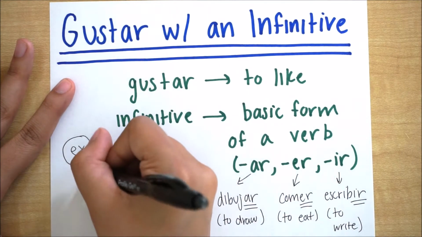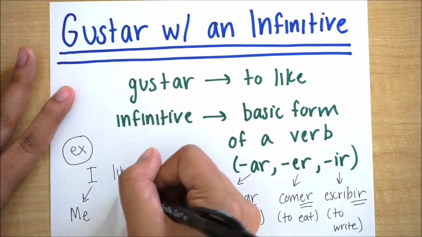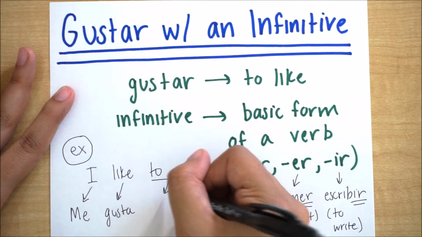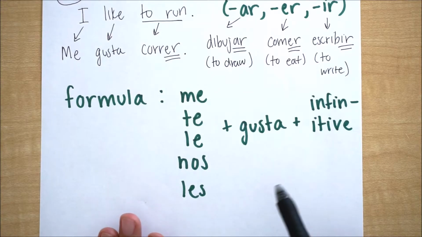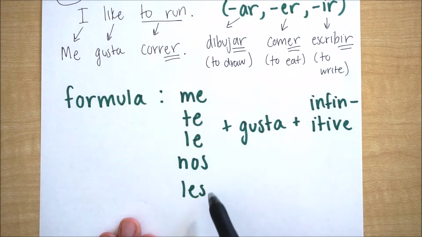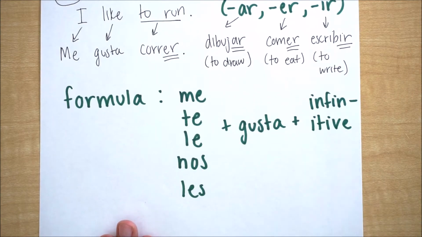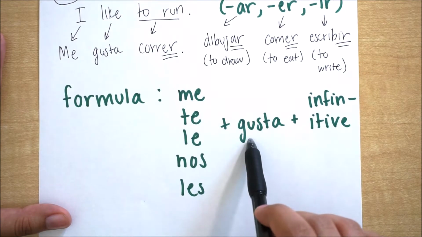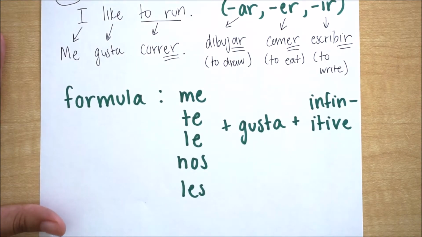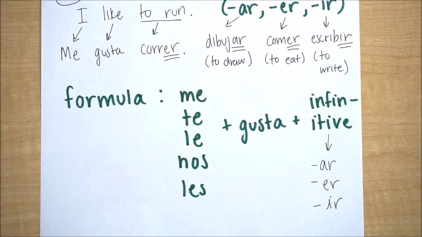So let's go over a quick example, the most basic example. If you want to say, I like to run: I is me in Spanish, like is gusta, and to run is correr. So you say, me gusta correr. I've created a little formula so that we can use this when creating our sentences, when you want to say what you like to do. We have me, te, le, nos, les, plus gusta, plus the infinitive. Like in our sentence, we have me plus gusta plus correr. And correr is our infinitive, it's our ER verb. So again, our infinitives end in AR, ER, or IR.